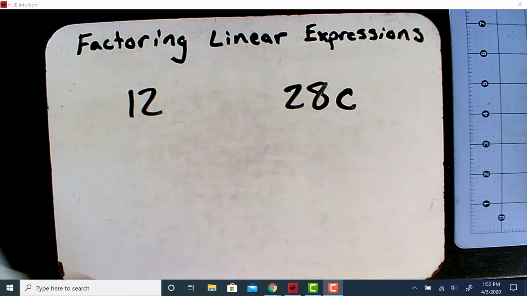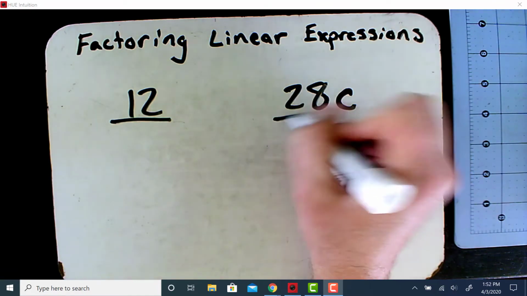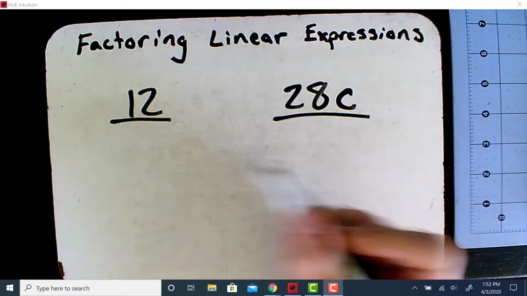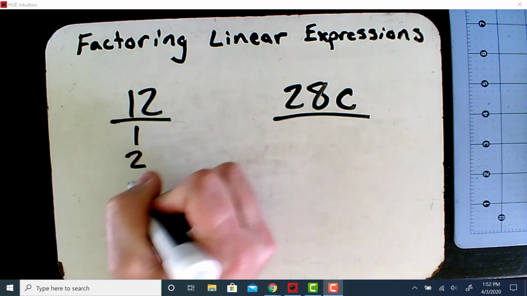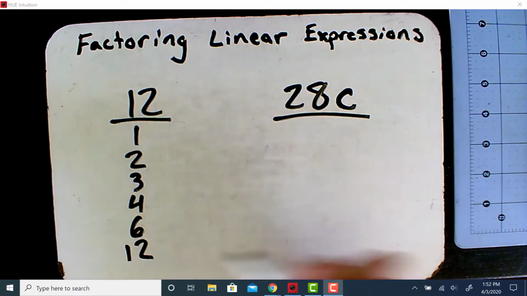Let's try factoring another pair of monomials. Here we have the number 12 and we have the monomial 28c. These are both monomials. And so I'm going to start by listing my factors. 12 has the factors 1, 2, 3, 4, 6, and 12.